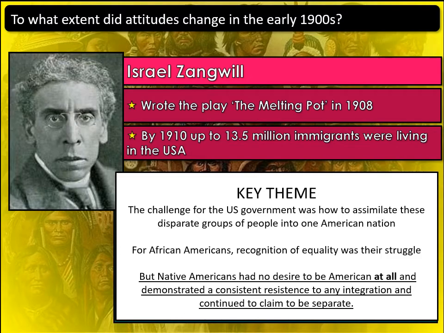Native Americans, though, are different because they have no desire to be American at all. And they have demonstrated a consistent resistance to any integration, and they have continued to claim to be separate. So we've got an American government who's trying to assimilate all of these different immigrant groups with all of their different backgrounds into one nation, with flags and oaths and anthems and patriotism. But then we've got this one group, this indigenous group, who do not want to be American at all.